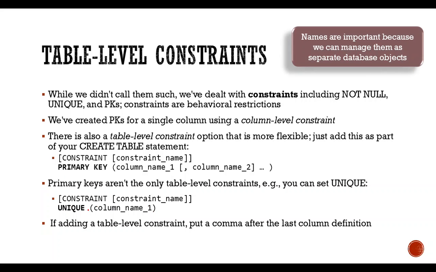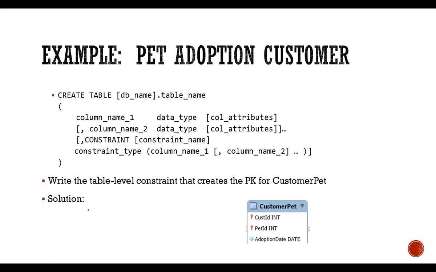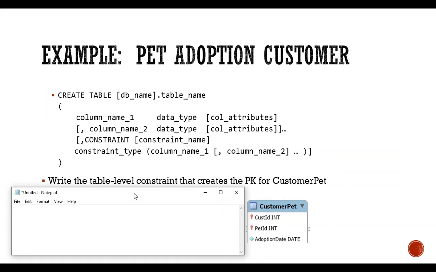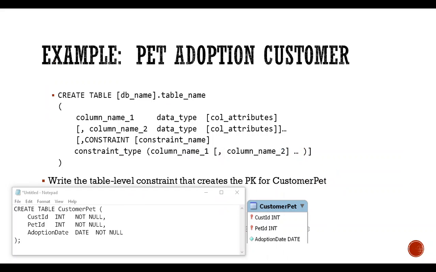So let's look at some common things that we can do with that. Let's look at the pet adoption and let's see if we can figure out how to create the customer pet table. So let's bring up our handy dandy notepad window to write our SQL and we'll scoot it over. All right, so how are we going to create this table? Well, let me create the obvious stuff first and we'll discuss it. So this is the basic start to this.